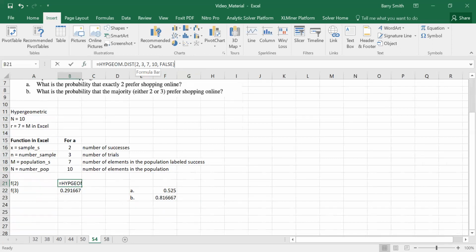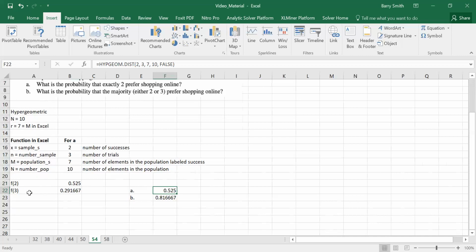So in this case, it's HYPGEOM.DIST. And we are looking for sample S. Well, we found that was 2. The sample size is 3. The population successes is 7, and then the population size is 10. And then again, we want false. And so when we hit enter on that, we get 0.525, okay? And that's what we have over here. And again, I just did it over here to see what it was, and then I brought it over here. Well, what is the probability that the majority, either 2 or 3, prefer shopping online?